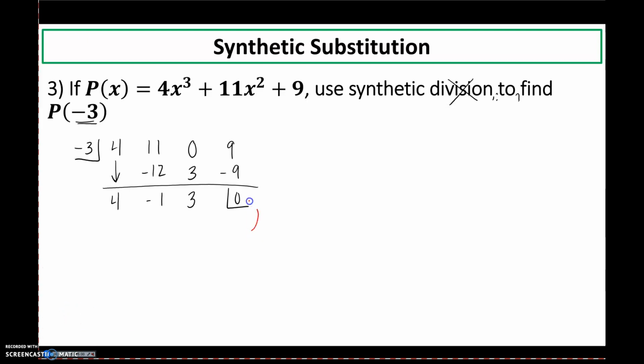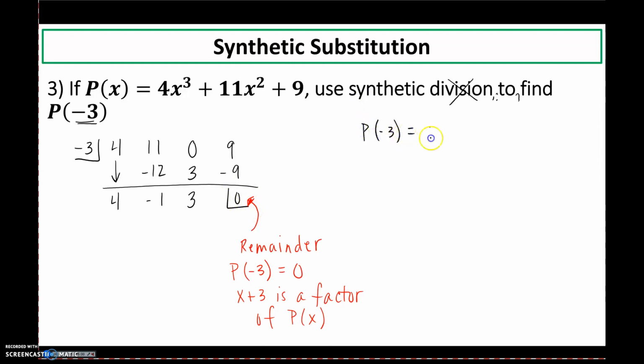Okay, so this number here is your remainder. If your remainder is 0, so when we evaluated p of -3 is equal to 0, then what that tells you is x plus 3 is a factor of that original polynomial. Okay, so that's it. This is my answer. It's asking me to find p of -3. So technically I'm done. P of -3 equals 0.